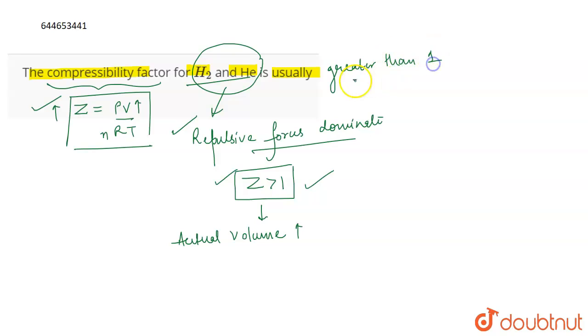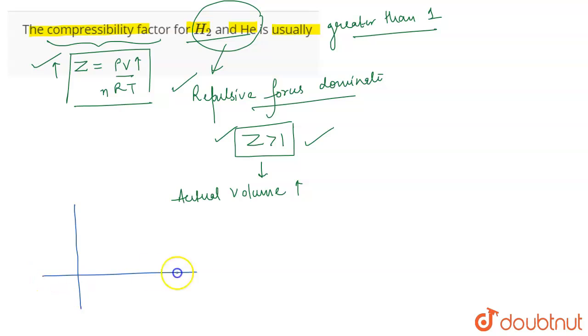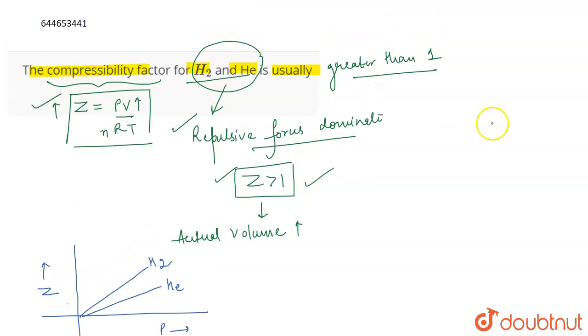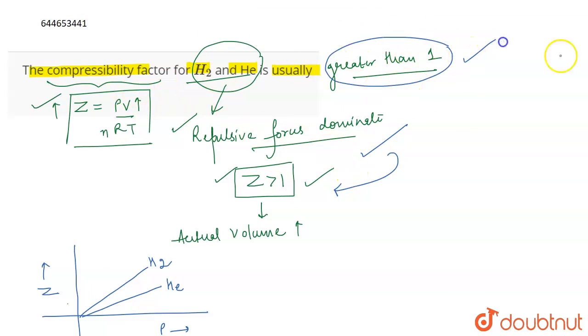Just to prove this point, we are going to look at the curve between the compressibility factor and the pressure. We see that the curves for H2 and helium are something like this, right? This is H2, this is helium. It means that the curves for H2 and helium also represent that the Z value is greater than 1 for these gases. That happens because the repulsive forces dominate in this case, due to which Z becomes greater than 1. So the compressibility factor for hydrogen and helium is usually greater than 1.